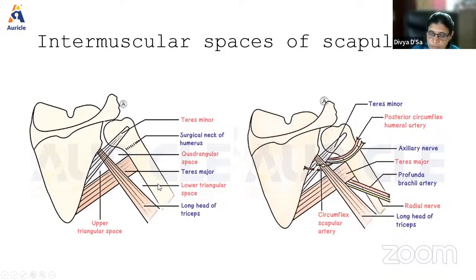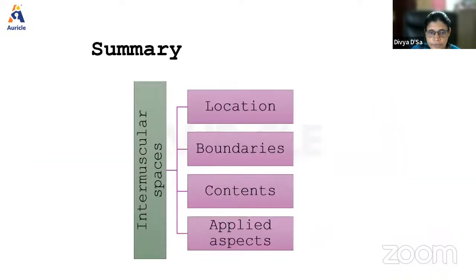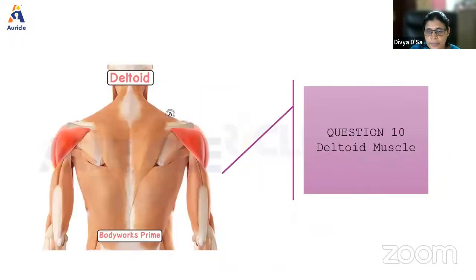So what structures pass through the radial groove? That is the radial nerve and the profunda brachii artery. So these are the structures passing there. So these are the contents. This is what you need to write for that. Okay. So location, boundaries, contents, and applied aspects.